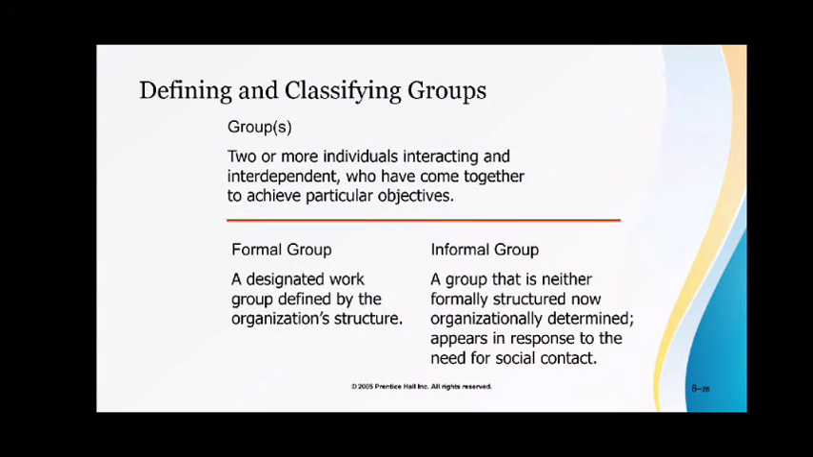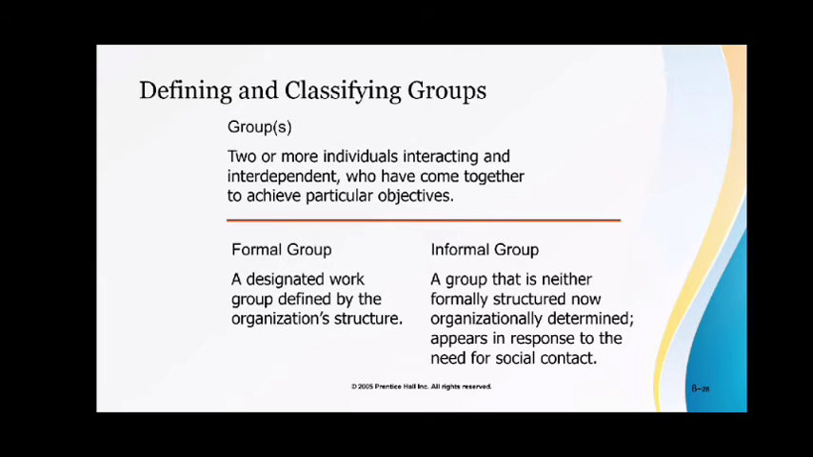Defining and classifying groups. Groups are two or more individuals, interacting and interdependent, who have come together to achieve particular objectives. There are two types of groups, the formal group and the informal group. A formal group is a designated work group with designated tasks related to its function. In the workplace, that might be the finance group or the human resource group. Formal groups are relatively permanent and usually work under a single supervisor. For example, the finance group works under the chief financial officer at an organization.